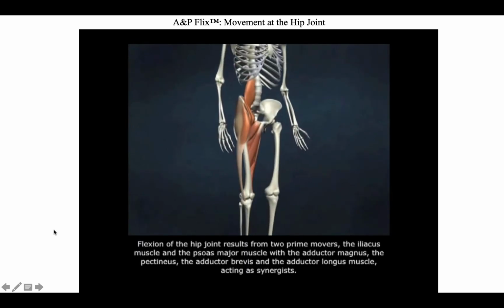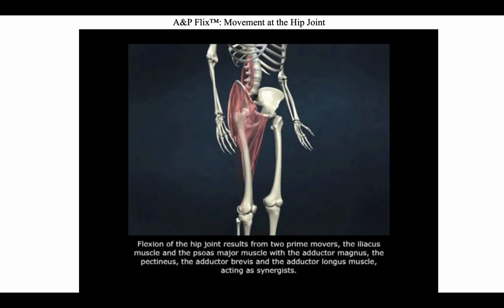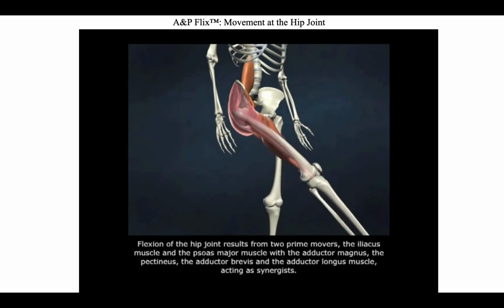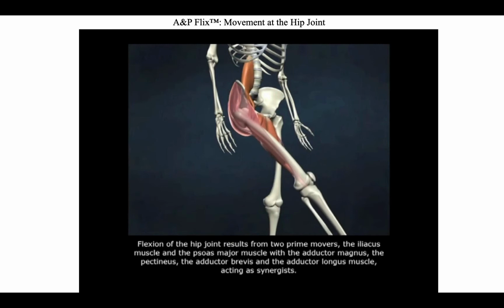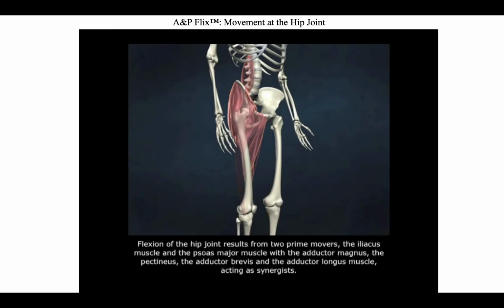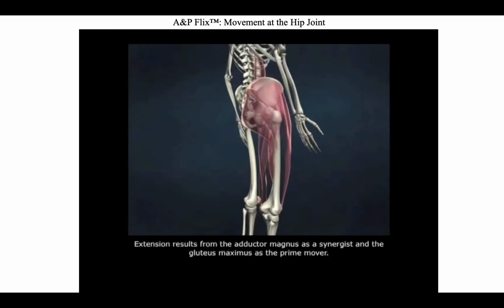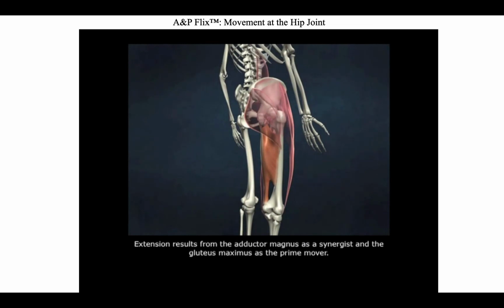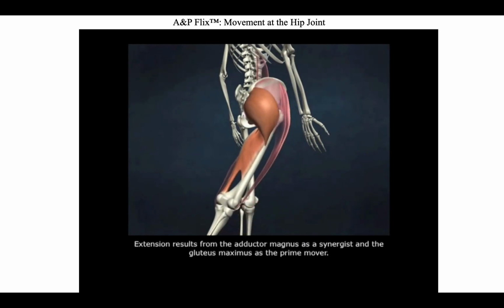Flexion of the hip joint results from two prime movers, the iliacus muscle and the psoas major muscle, with the adductor magnus, the pectineus, the adductor brevis, and the adductor longus muscle acting as synergists. Extension results from the adductor magnus as a synergist and the gluteus maximus as the prime mover.